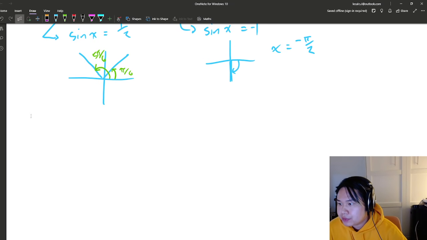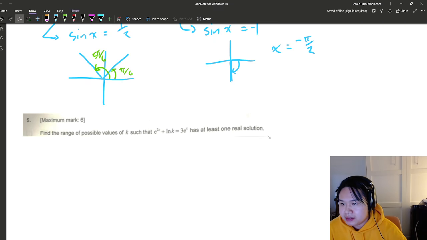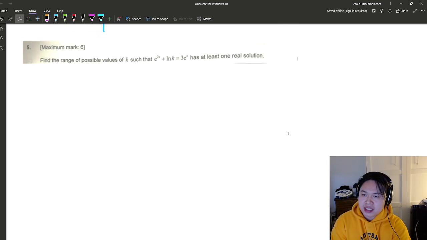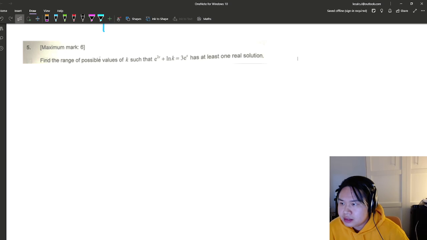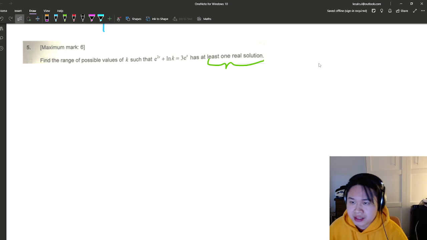Next up is probably the one that, from a student perspective, is the hardest one, because you're finding the possible values of k such that this has at least one real solution. So we don't know what the solutions are, you just know how many there are. So this is a discriminant question.